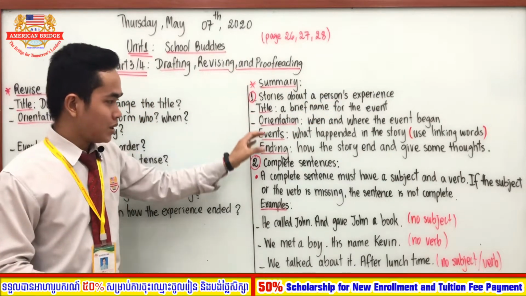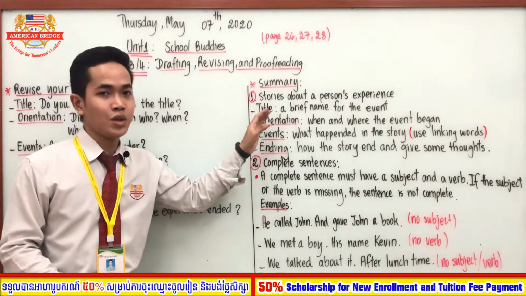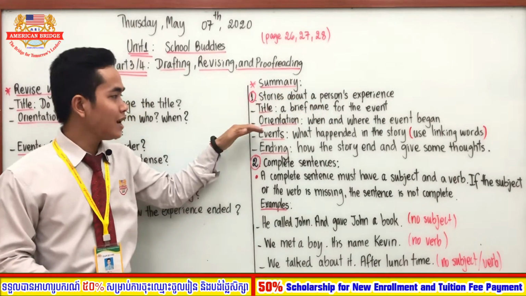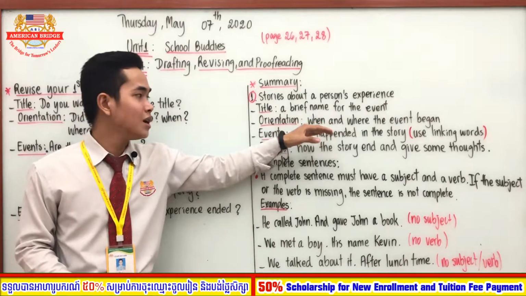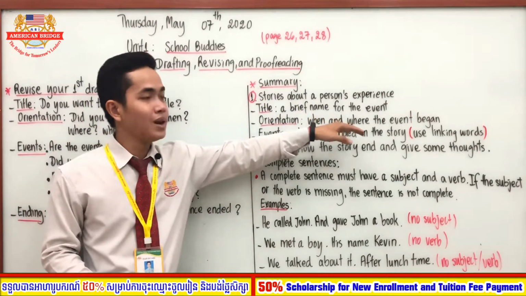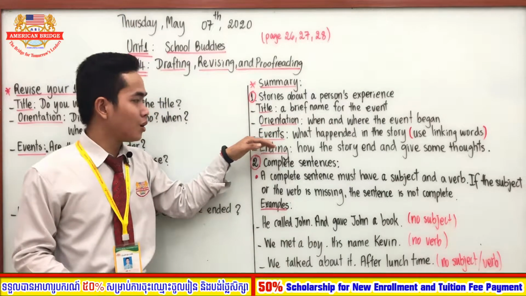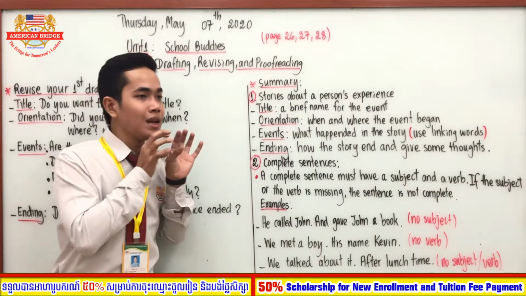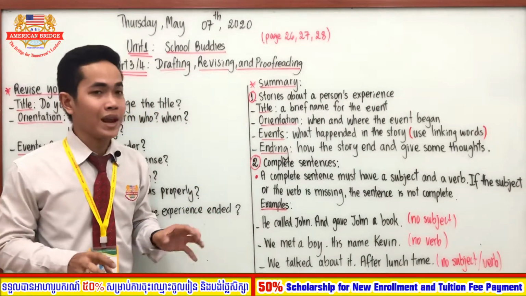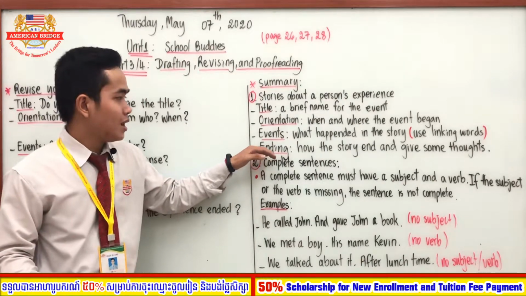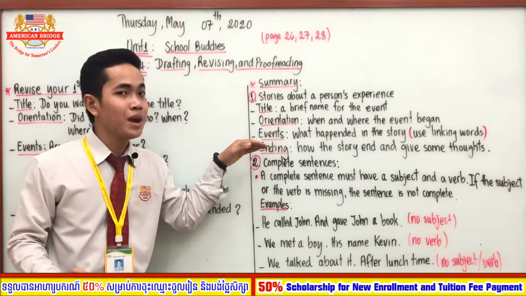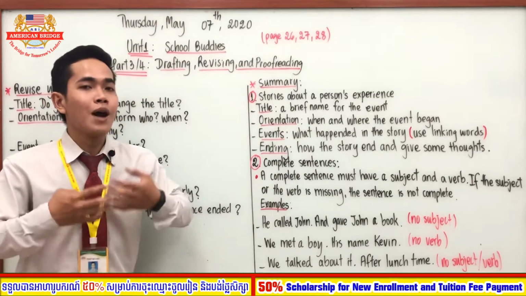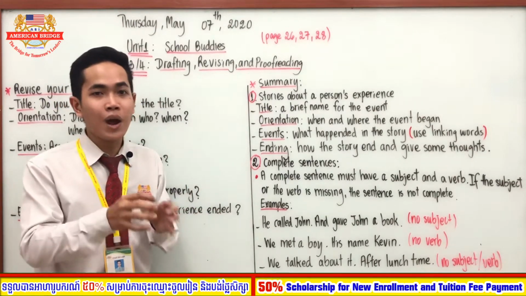We are going to follow 4 steps. First, you have to name the title of that story, a brief name for the event. Next, you have to do the orientation part, which is to mention when and where the event began. Next, you have to talk about your events, what happened in the story, and in that part you have to use the linking words, like I mentioned already. Next, the last one is you have to make the ending of your paragraph, how the story ends, and give some thought about the story that you have written.